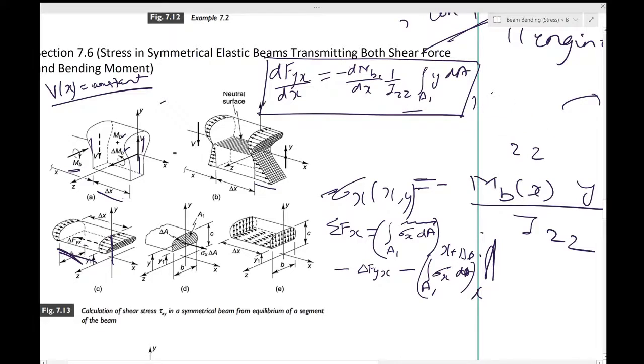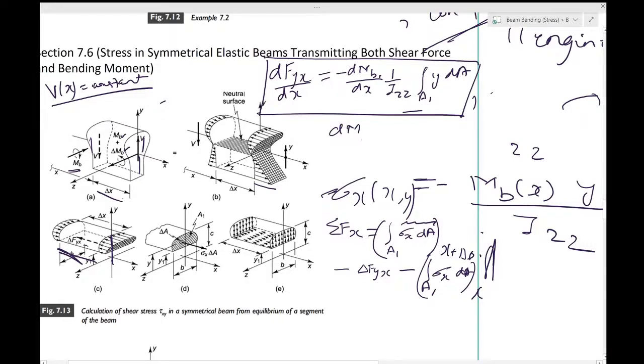Now once you have done this, you have to substitute the moment equilibrium requirement 3.12 for the beam element into 7.13A. What would that give you? If you go back to the moment equilibrium requirement, you would put that in 7.13A. You would get the moment equilibrium, so it would be dMb.